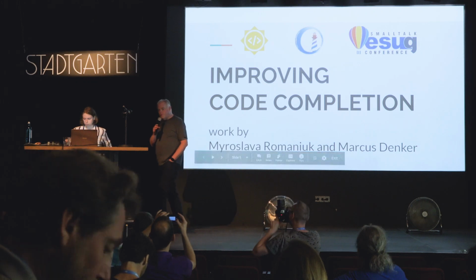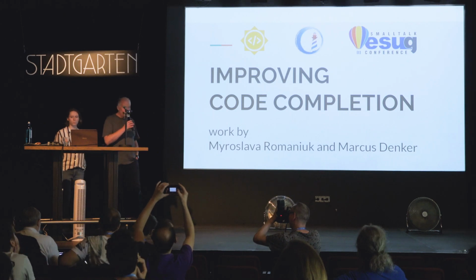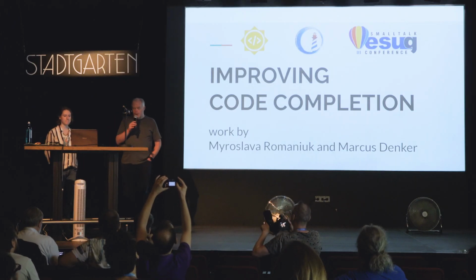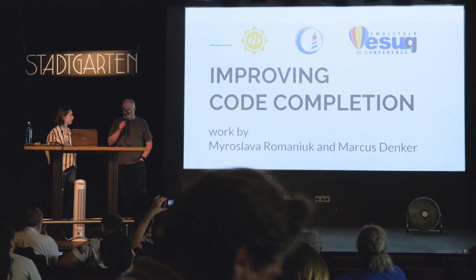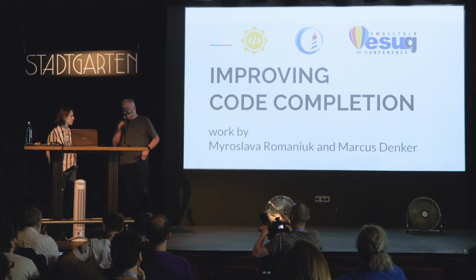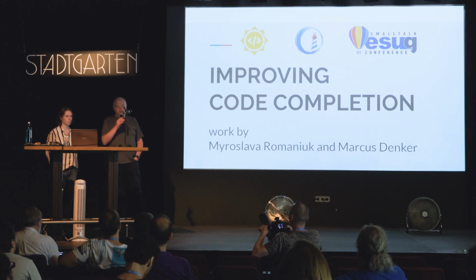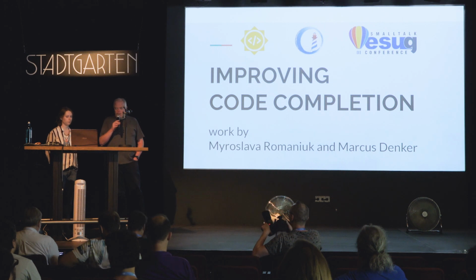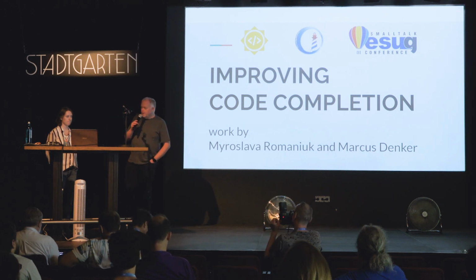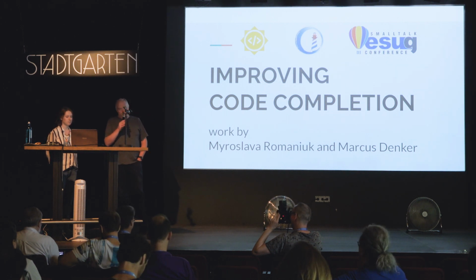Okay, so we want to present the results of one of the Google Summer of Code projects. And this project was about improving code completion in Pharo. This was done with Myroslava as the student of the Google Summer of Code project, and myself as the mentor. So my role in this presentation is to explain the problems, and Myroslava will explain what we then did to solve the problem.